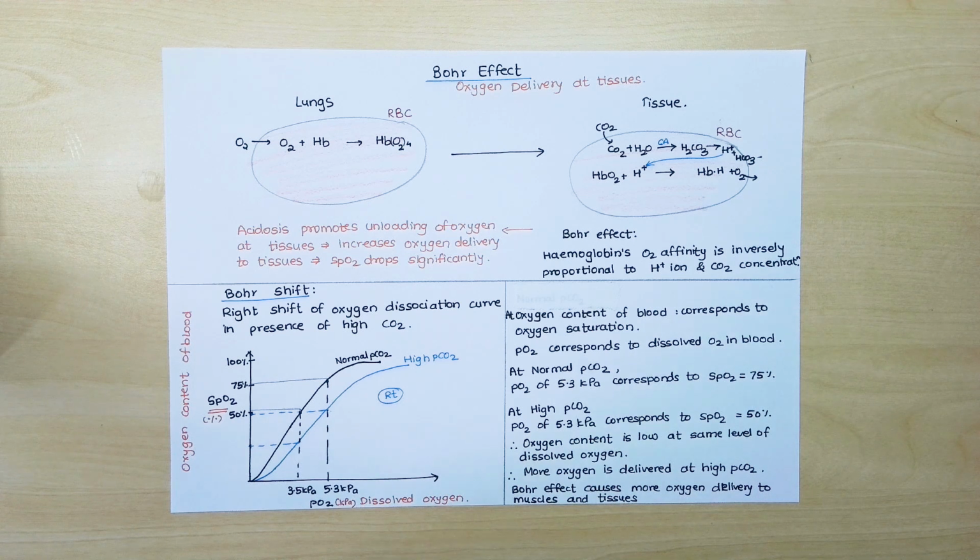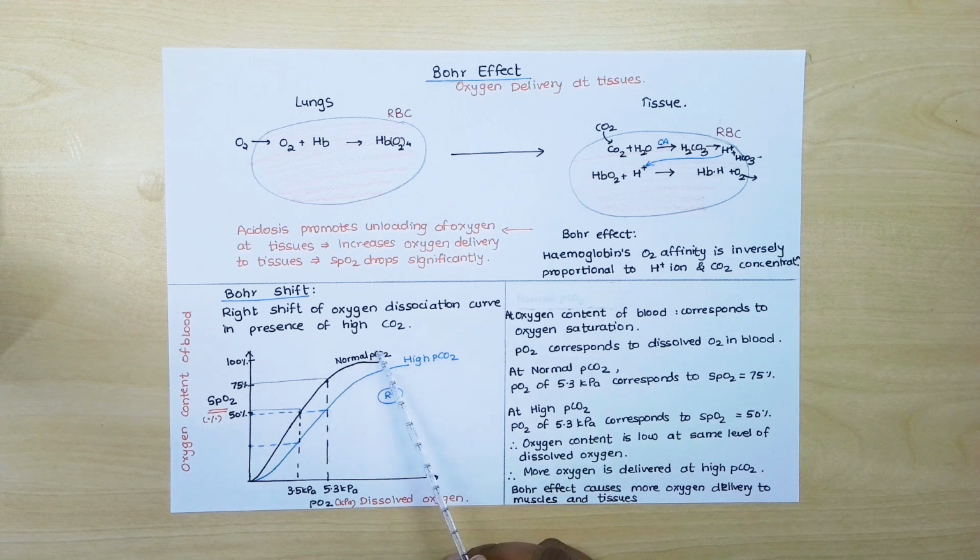Now we'll talk about Bohr's shift. It is the rightward shift of oxygen dissociation curve in presence of high CO2. We have the graph of oxygen dissociation curve. On x-axis, we have PO2 in kilopascal, which corresponds to the dissolved oxygen. On y-axis, we have percentage saturation of oxygen, which corresponds to the oxygen content of the blood.